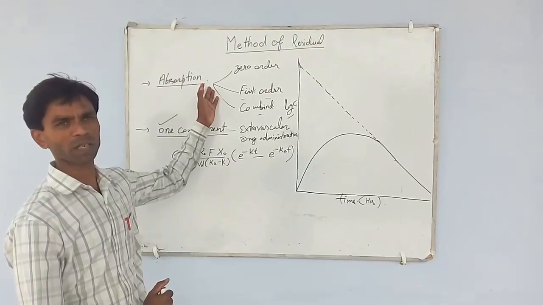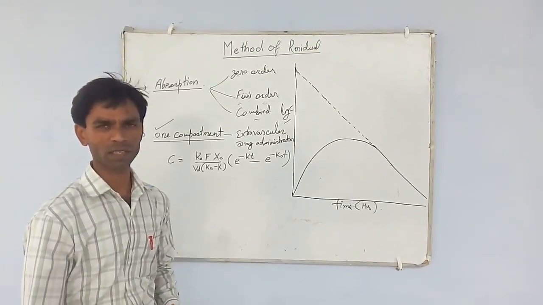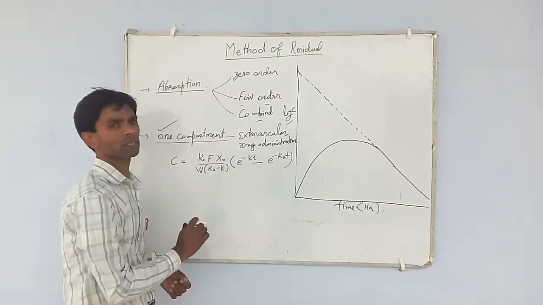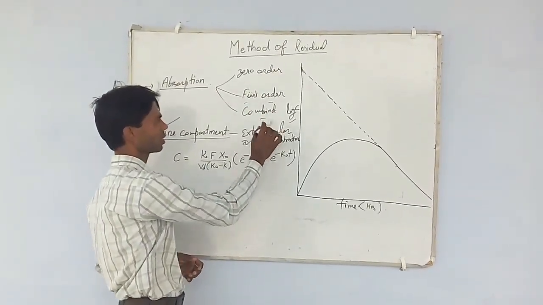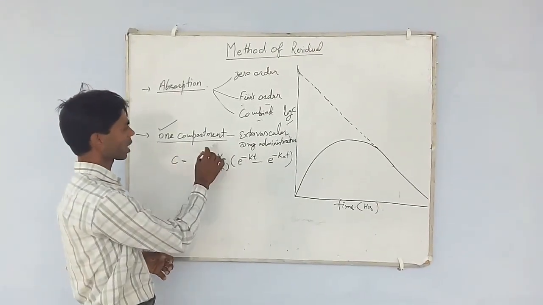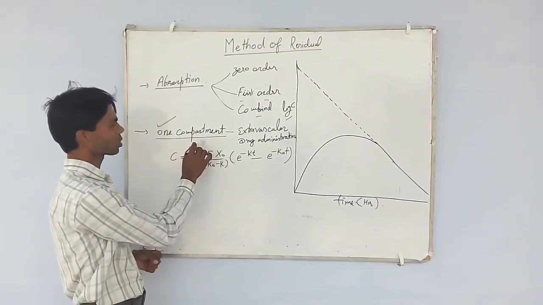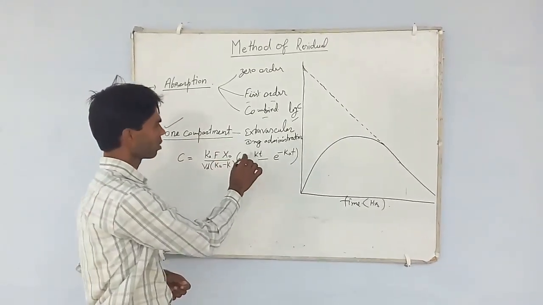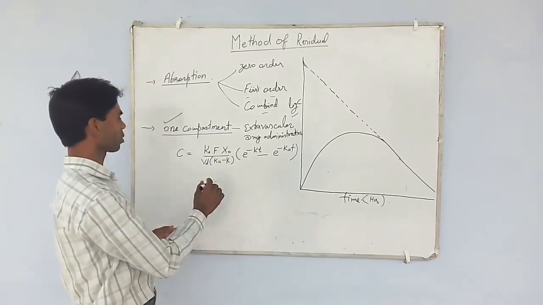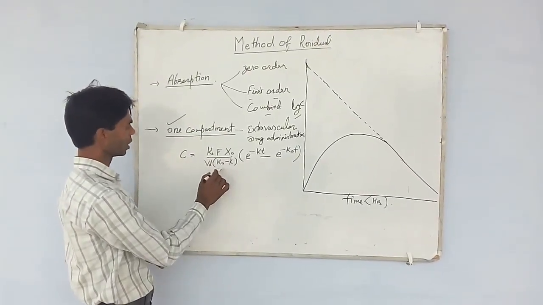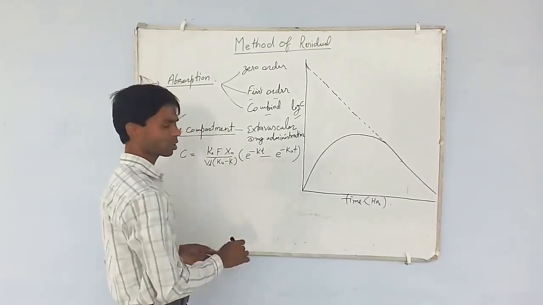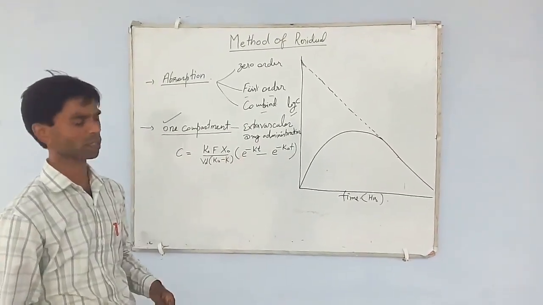Absorption is the movement of drug from the site of application to the site of measurement. Absorption may be zero order, first order, or combined (hybrid). For determining the absorption rate constant, we use the one compartment model, where the drug is given by an extravascular route. The equation is C equals this factor times a biexponential term. This equation is also known as the biexponential equation.